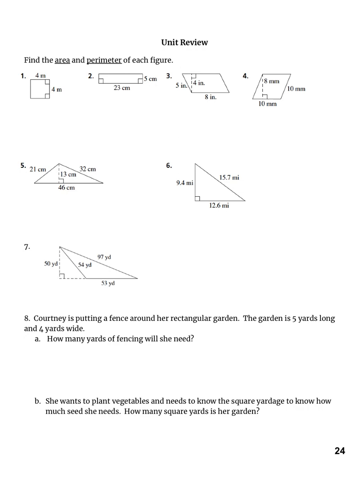parallelogram, the perimeter is the distance around. So that would be 5 plus 8 plus 5 plus 8. So the perimeter would be 5 plus 8, or really 5 plus 8 times 2. So that's why we had 26 inches as the perimeter.